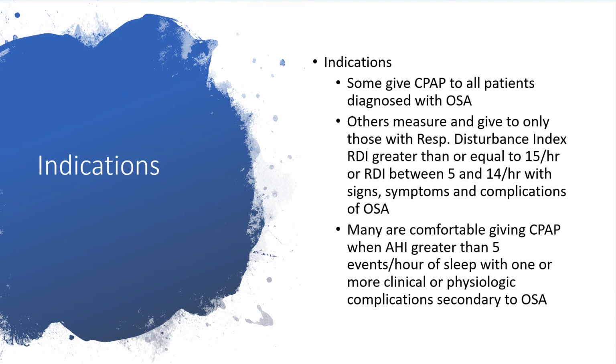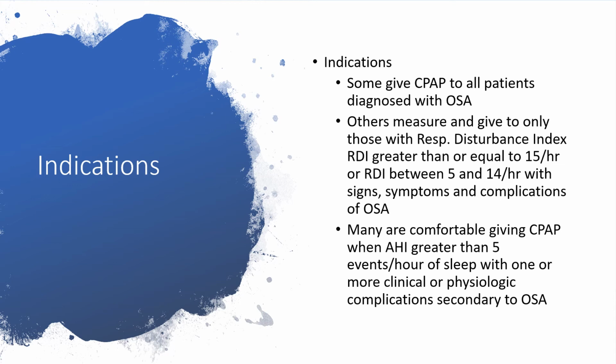Many are comfortable giving CPAP when AHI is greater than 5 events per hour of sleep. That is Apnea-Hypopnea Index, with one or more clinical or physiological complications secondary to obstructive sleep apnea. Just to say that it's not all clinicians that will prescribe CPAP just like that. Some will take some other parameters.